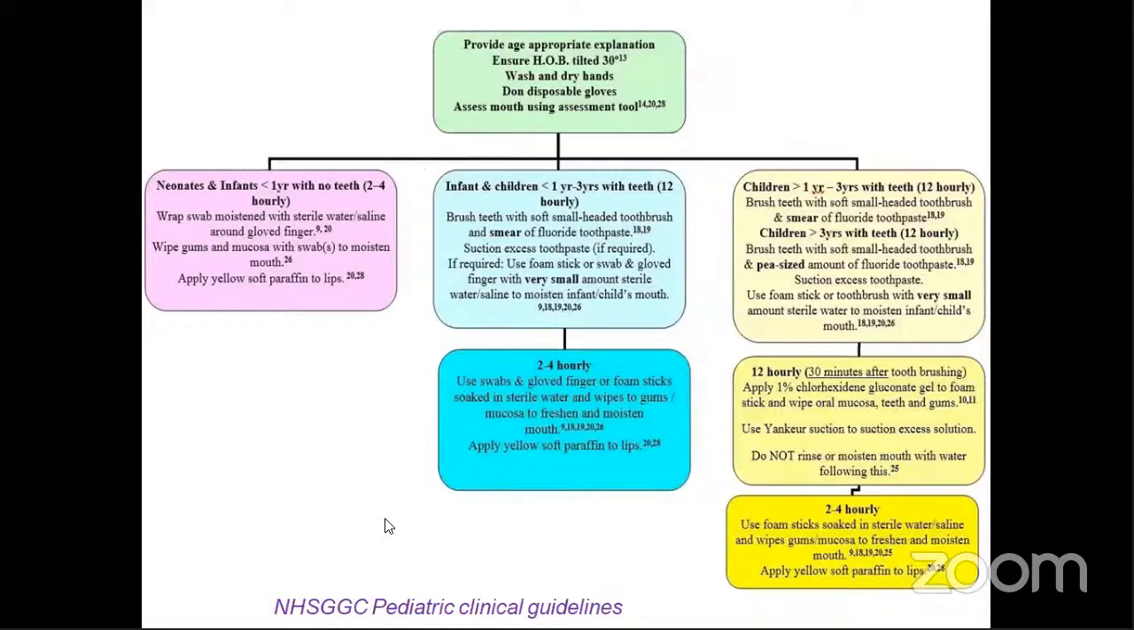Okay. There are certain pediatric clinical guidelines. These are the NHS GGC pediatric clinical guidelines, which tell you how to maintain the oral hygiene of your patient. For this purpose, the guideline has been divided into 3 age groups. First is neonates and infants less than 1 year with no teeth, then infants and children 1 to 3 years with teeth, and children more than 3 years with teeth.